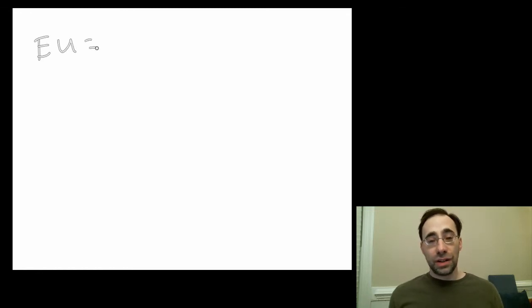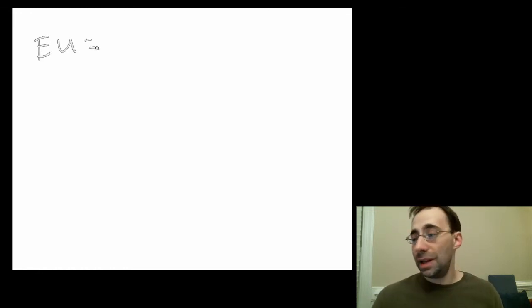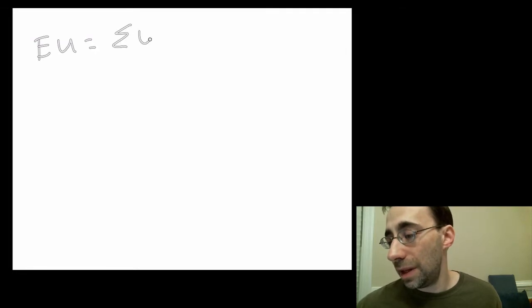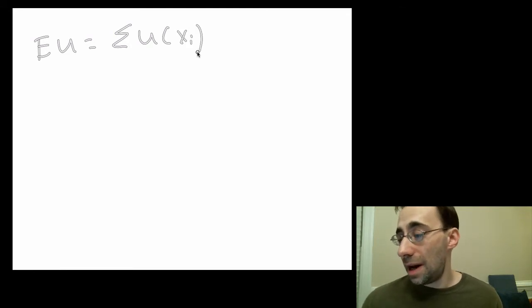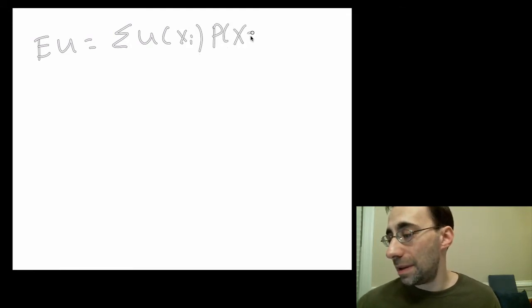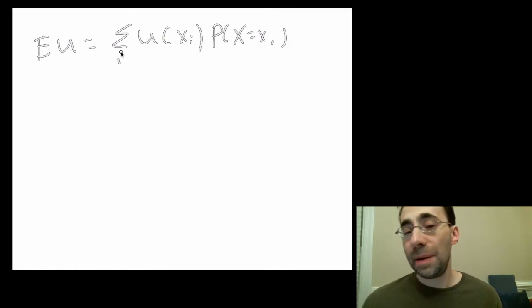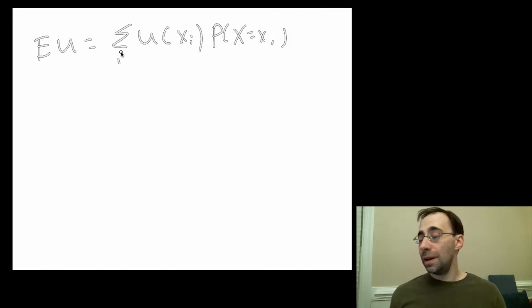The expected utility here is going to equal just what we did before, right? It's the sum of the utility at each point that could happen times the probability that that point happens, summed over all points that can happen. Right? That was the definition.